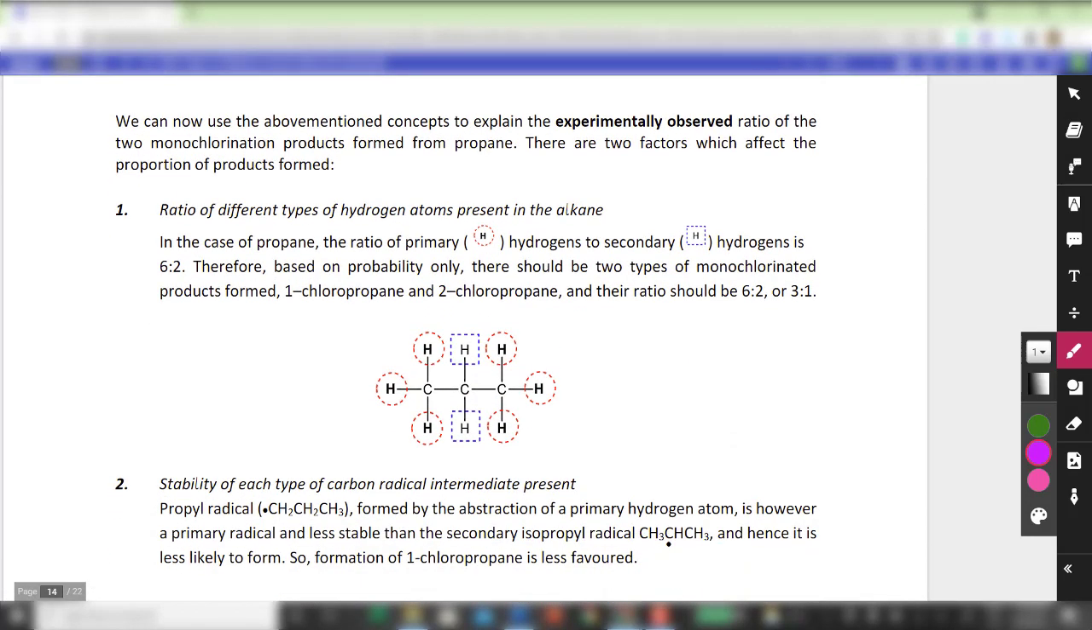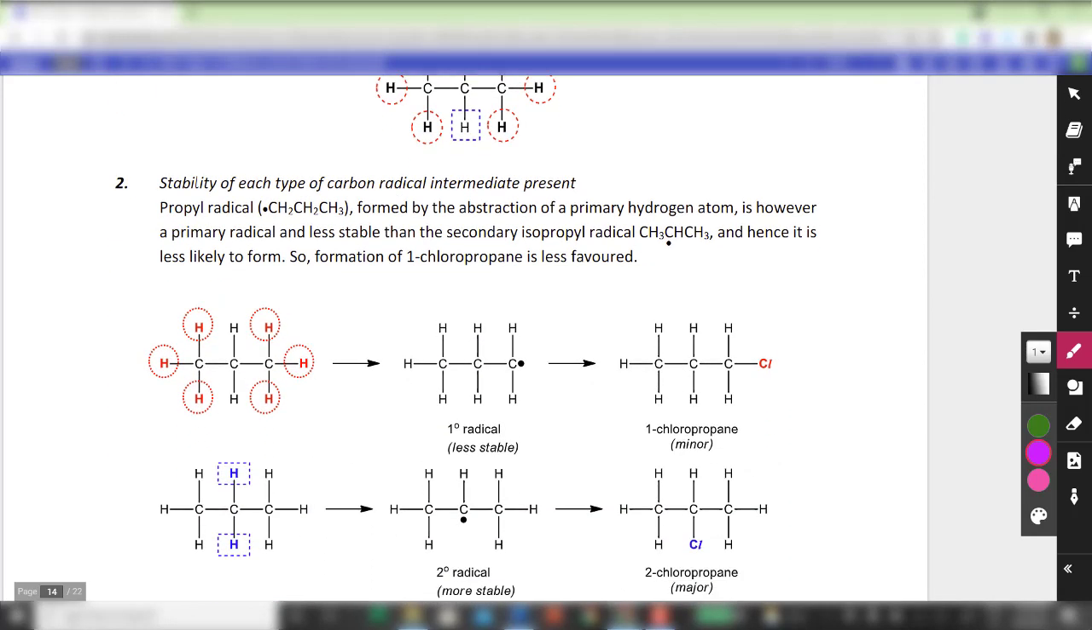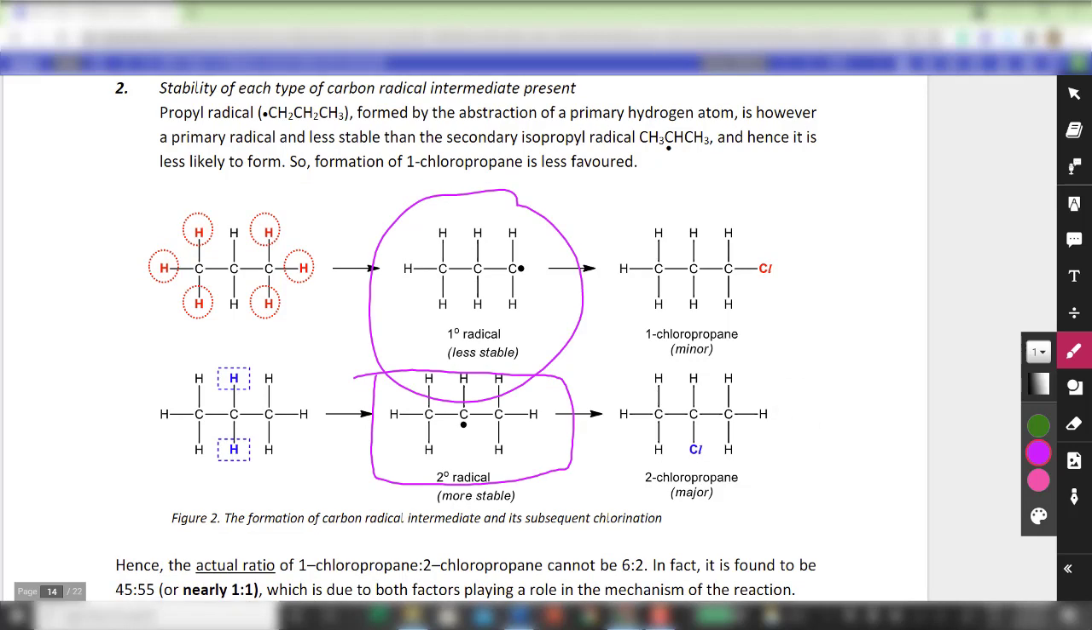Okay, so in this case, remember earlier on we discussed the statistical probability. So we are saying that there are 6 primary hydrogens and 2 secondary hydrogens. So by right, the ratio should be about 75% to 25%. So that's a 3:1 ratio. But in terms of stability of the radical, the secondary radical, as shown here, is actually more stable than the primary radical. So now we have the two effects fighting against each other. I have more primary H's, but the radical form is less stable. I have fewer secondary H's, but the radical form is more stable.